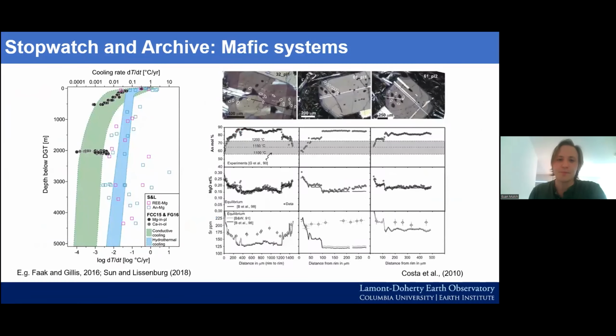And so now if we jump over to the mafic systems and basalt land, which I've spent most of my time thinking about, trace element diffusion in plagioclase has also provided quite valuable insights into the timescales of magma mixing and magma ascent, in a range of tectonic settings from mid-ocean ridge basalts all the way up to OIBs like Iceland. And so here's an example from a work by Fidel Costa in 2010 looking at the spreading ridge.